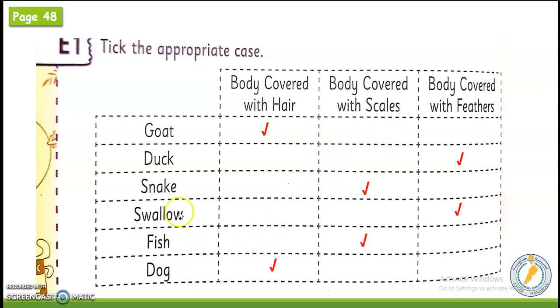So, as you can see, these animals are different in their body cover. Some animals are covered with hair, other animals are covered with scales, others are covered with feathers. So you see, these animals are different. This is our exercise for today. Please copy the answers into your book.